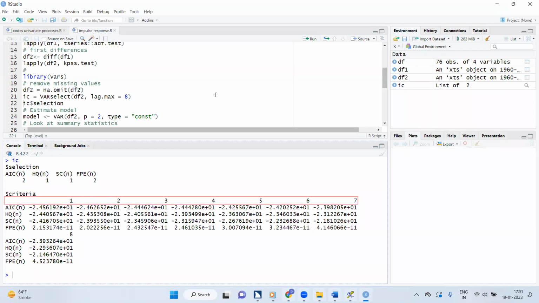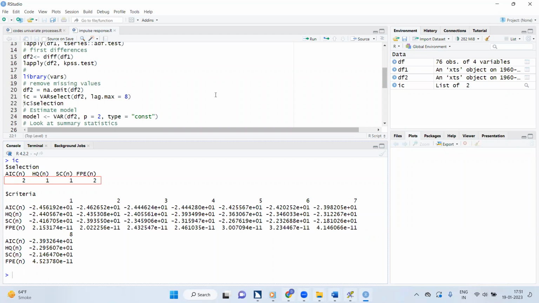You see, R has printed a lot of output, and it has given me the information criteria using several methods. So $criteria: AIC is there, then HQ, which is Hannan-Quinn, then SC, the Schwarz information criterion, then FPE, the final prediction error, I think. And what is the lowest value for each model? It is displayed on top. Look, for AIC, model 2 is best, and according to SC, model 2 is best.